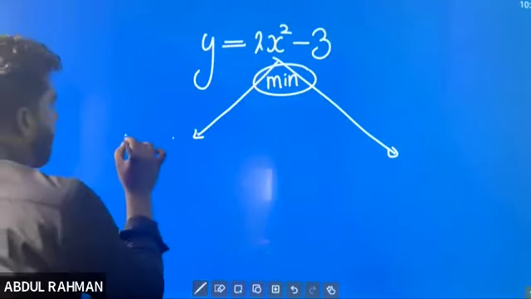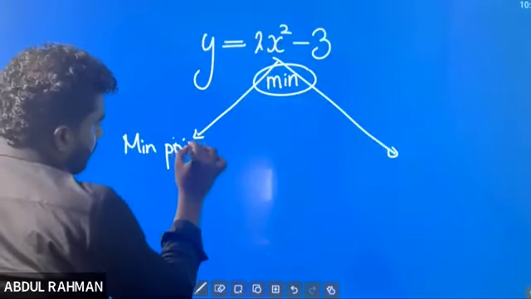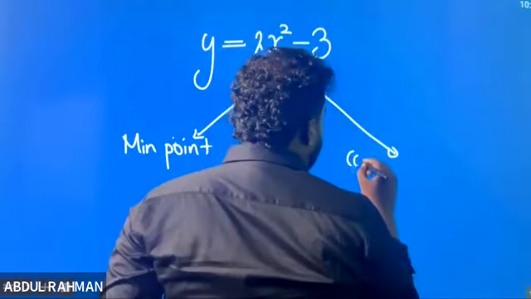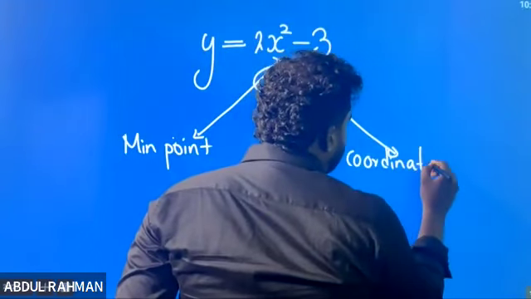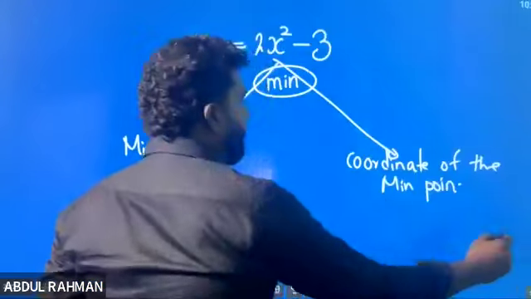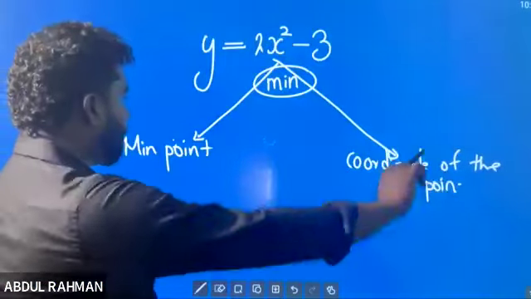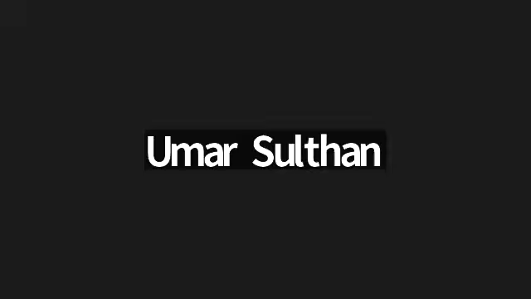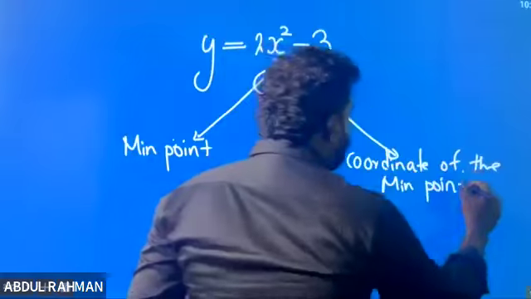A minimum graph will have what point? Minimum point. And I'm going to find out the coordinate of the minimum point. Coordinate of the minimum point.